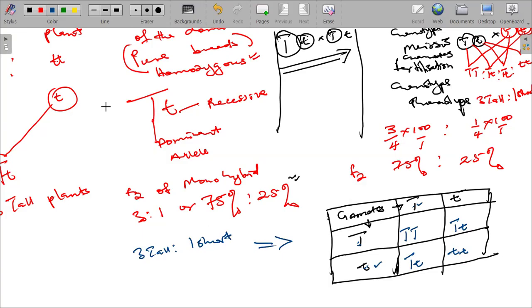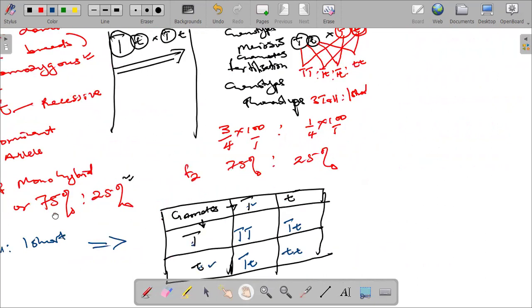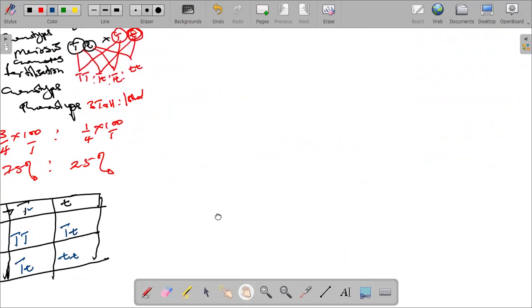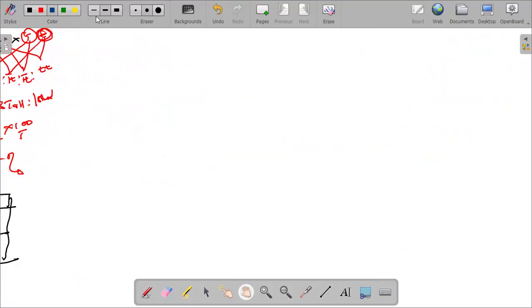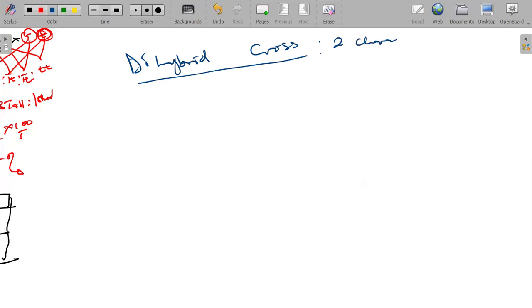Let's go on still with these calculations. I want to show you another question, which you should also take note of, which we call dihybrid crossing. Dihybrid crosses refer to two characteristics.